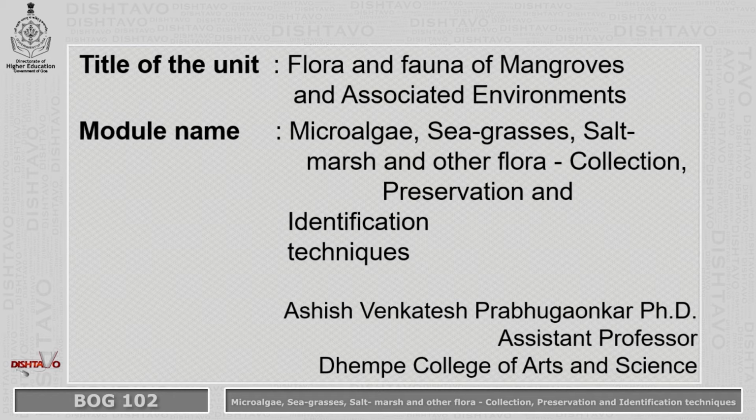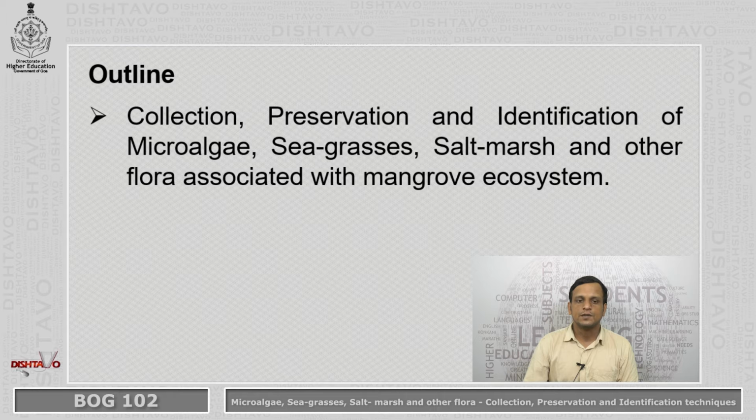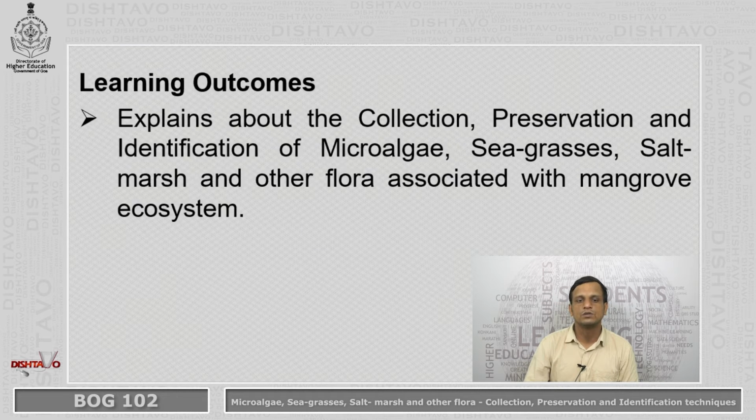Myself, Ashish Prabhugaonkar, Assistant Professor at DCT's Dempe College of Arts and Science. In this module, we are going to learn about collection, preservation and identification techniques for microalgae, seagrasses and salt marsh and other flora which are found in mangrove ecosystem. At the end of this module, we should be able to explain the collection, preservation and identification techniques for microalgae, seagrass and salt marsh and other flora associated with mangrove ecosystem.